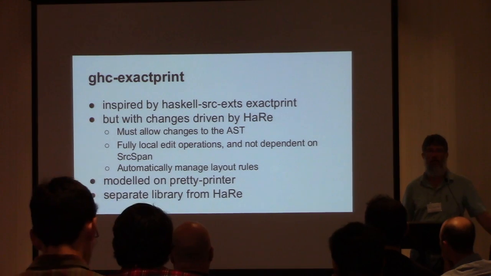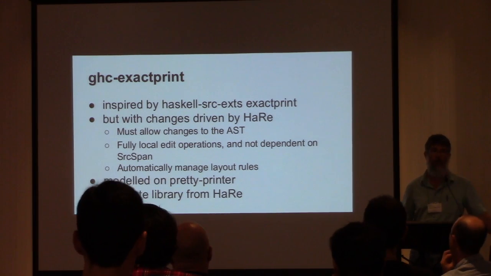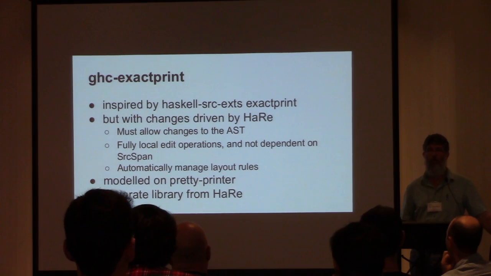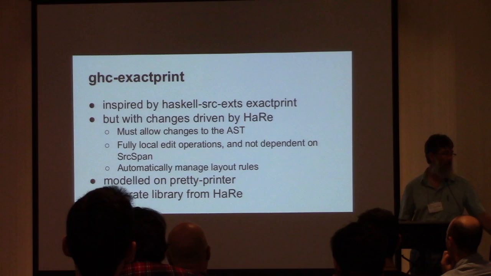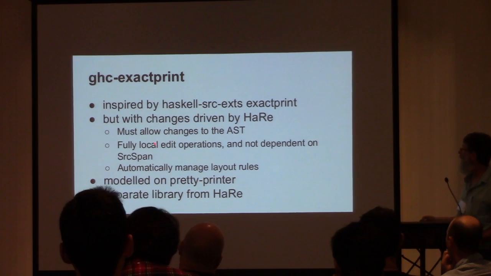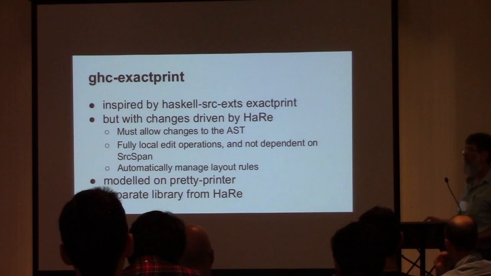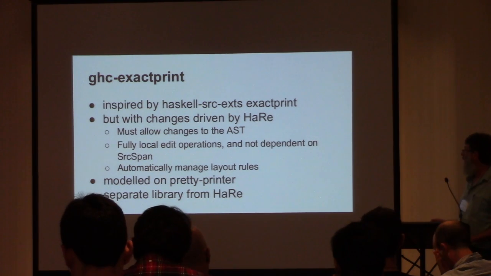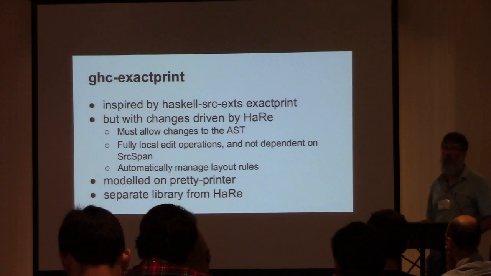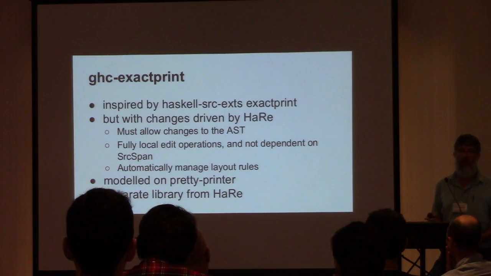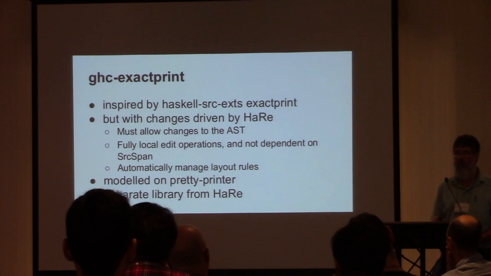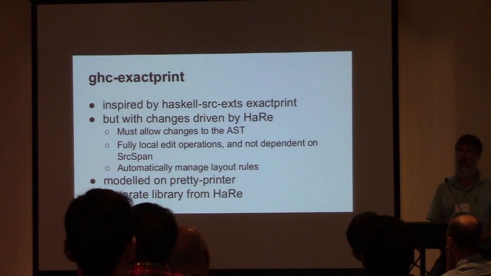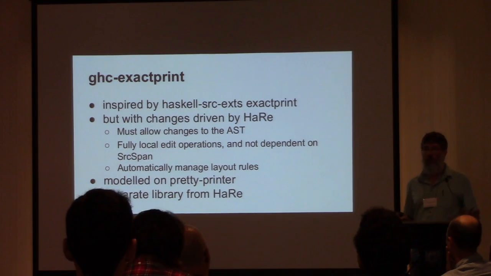The next piece of the puzzle is a separate library called ghc-exactprint, inspired by the Haskell source extensions exactprint. But the changes are, it has to allow changes to the AST, and the changes need to be local. And also, it can't depend on the source span. So those annotations, the source span is used as an index into the structure, but that's all it's used for in the ghc-exactprint world. Once that's done, it is used purely to link the two together. After that, it has no meaning.